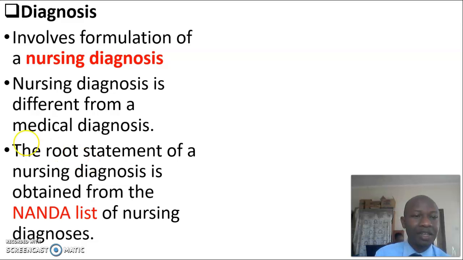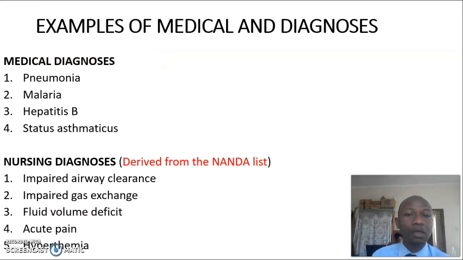And I have said that the nursing diagnosis is different from a medical diagnosis. The root statement of a nursing diagnosis is obtained from the NANDA list of nursing diagnoses. We sometimes call this an understatement. So let us see some examples of medical diagnosis and then also look at some examples of nursing diagnoses. For example, we can have medical diagnoses like pneumonia, malaria, hepatitis B, status asthmaticus. These are familiar to you perhaps, but these are not nursing diagnoses. They are medical diagnoses. Nursing diagnoses, on the other hand, would look like the following.